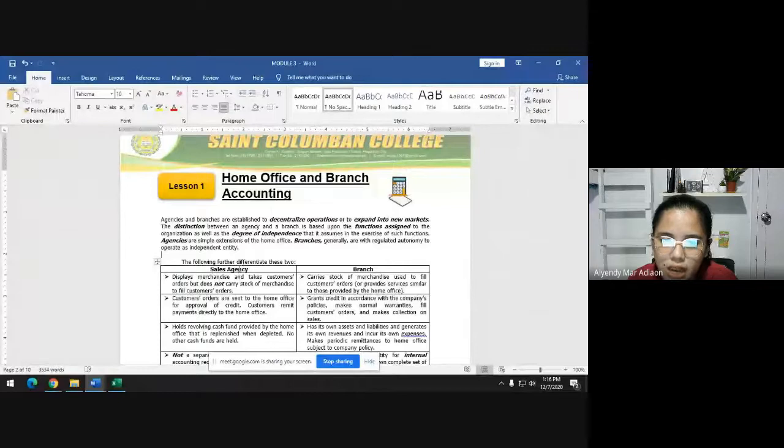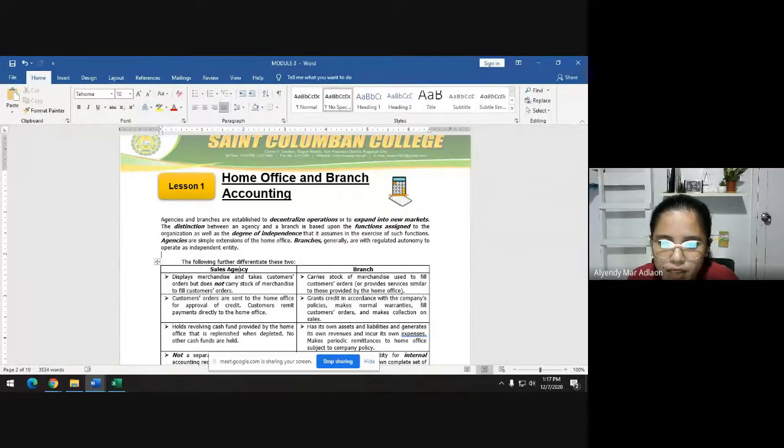Now, agencies and branches are established to decentralize operations or to expand into new markets. So by the way, dili lang dito mag-deal diri sa branch but also in an agency. But later on, we will differentiate what is a branch and what is an agency. So what is the purpose of establishing these two? So that is to decentralize operation or to expand into new market. So, ang purpose nga nung magtukod og branches ang mga companies, mga businesses, more or less, that is to expand into new markets, no? Para ang customer, dili lang dito sa specific areas nila, but also mo expand pa siya sa other areas.